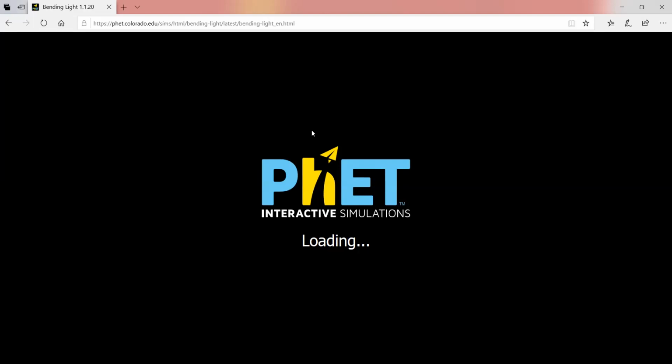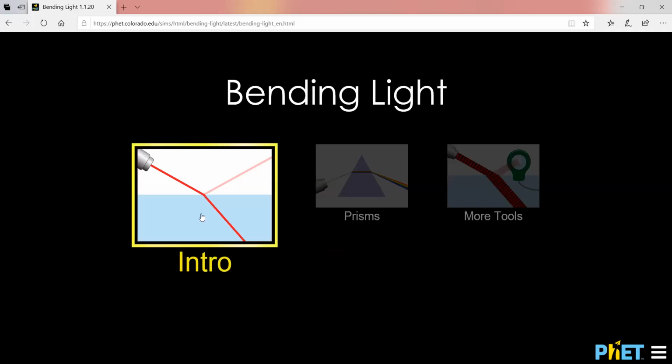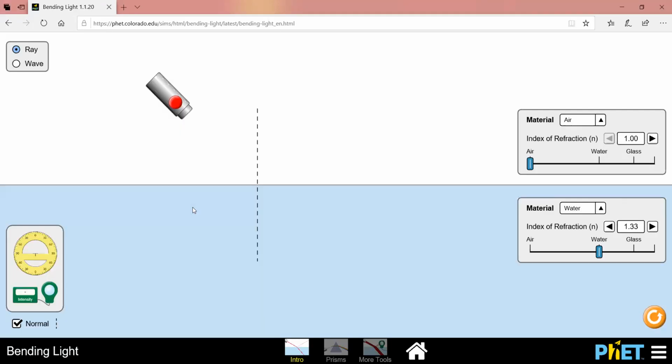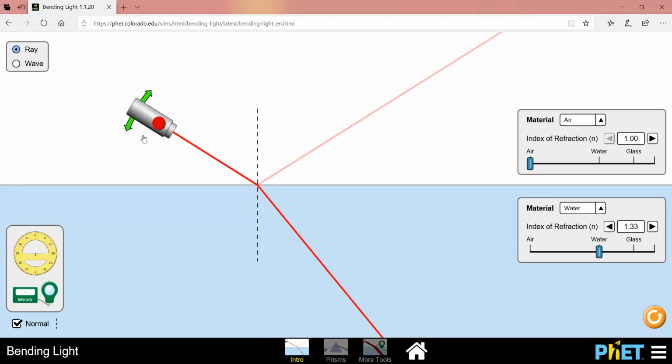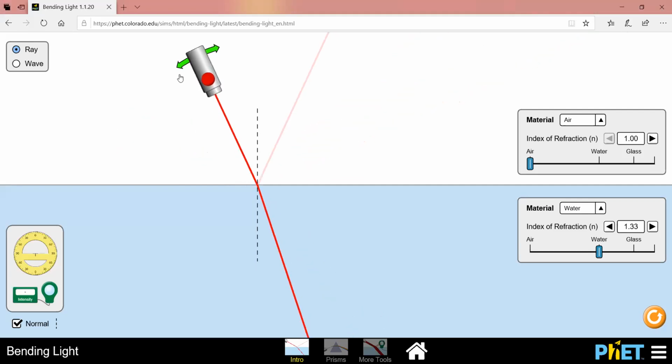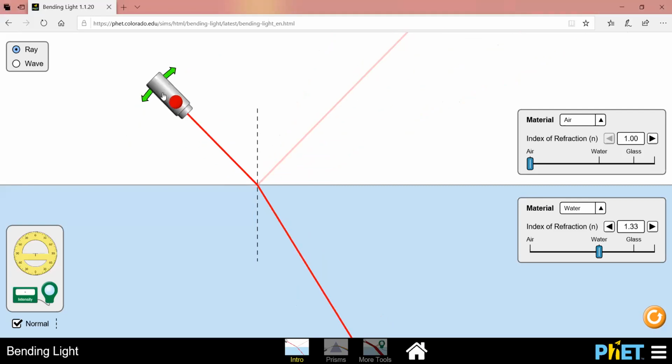The first part of the simulation will be the introduction. Click on introduction and you will find here the source of the light. Click on it to have the beam of light. You can change the location of the source of the light, going up and down by changing the location of the source. Now the angle of incidence will be different, which means that the angle of refraction will be different as well. The direction will be changed.